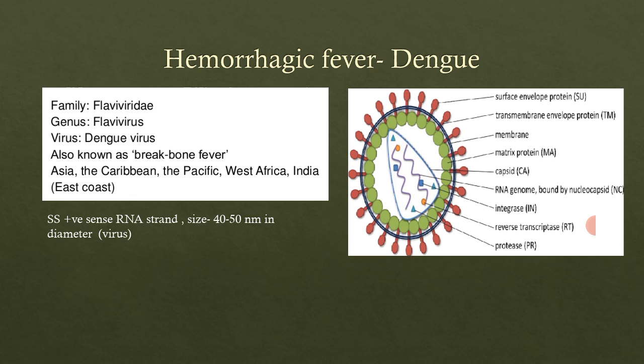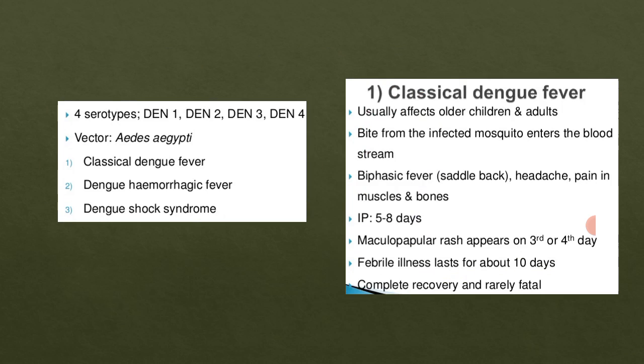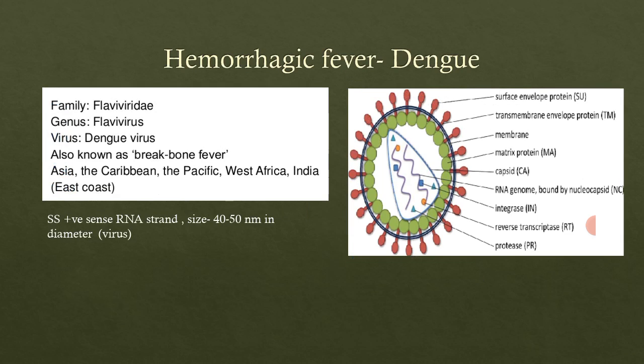Now morphology. If we come to the morphology, you can see the structure of the dengue virus, and on it you can see the envelope. So it is an enveloped virus. On the surface of the envelope it has envelope proteins. After the envelope it has the transmembrane envelope proteins. You can see the red color rods, and above them the red color dots, the circles. Those red color dots denote the transmembrane envelope protein.